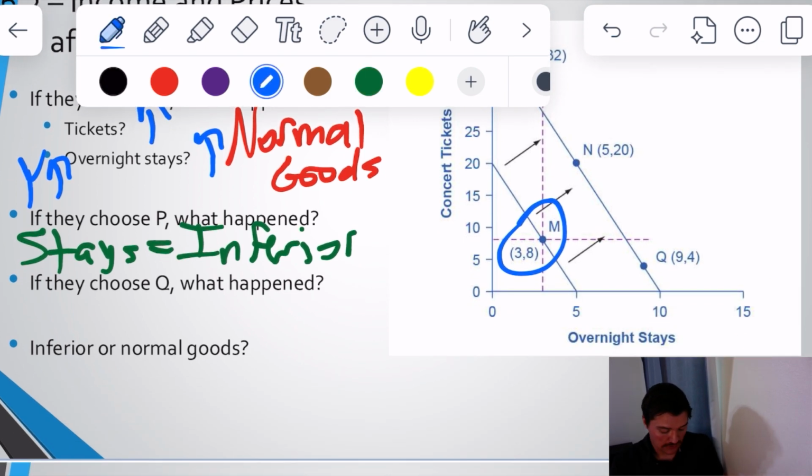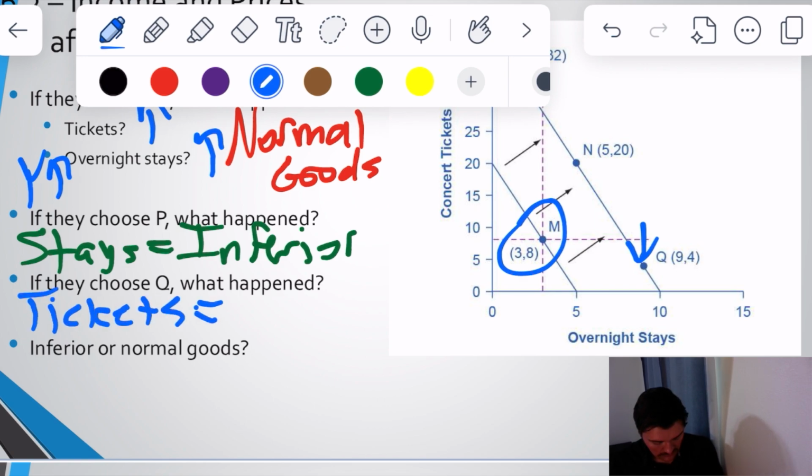Point Q goes the opposite way. Now you're actually buying fewer tickets, but you are buying more overnight stays. Maybe this consumer really loves the town that they're staying in, but they were okay with the tickets. So they're going to buy fewer tickets and more overnight stays because they want to experience that better. And so what we'll see here is that the tickets, because you're buying less of those, are your inferior good if this consumer picked point Q.